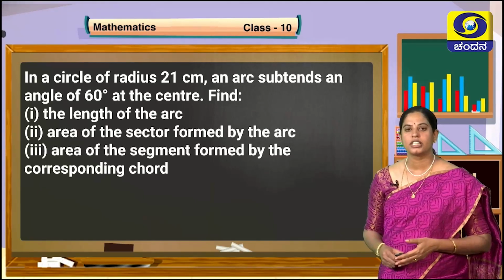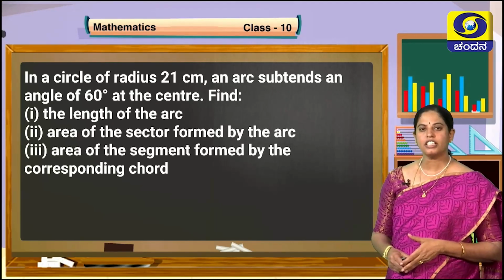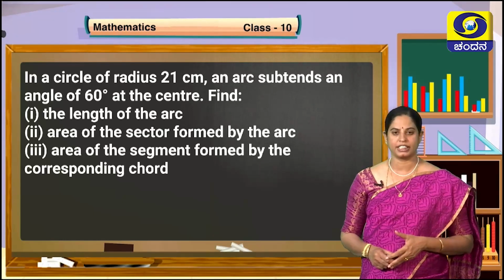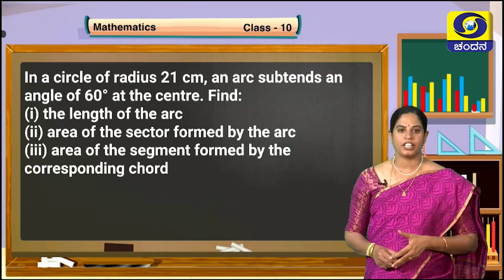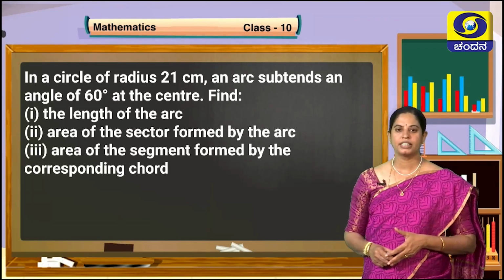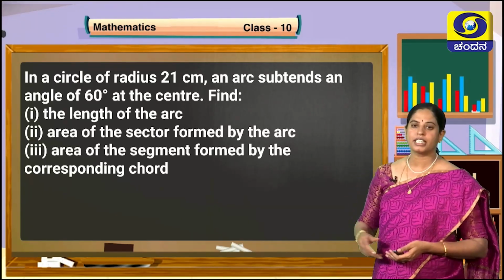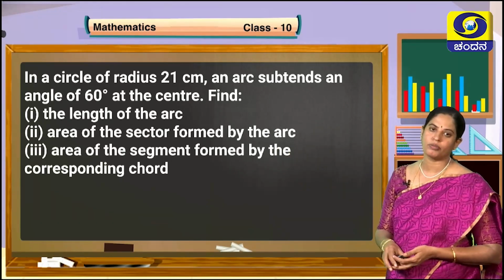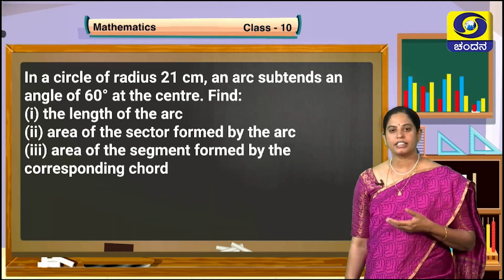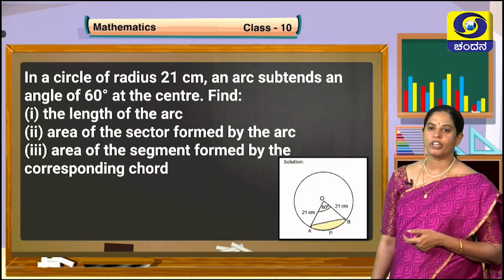Moving to the next problem, read the problem along with me and understand. In a circle of radius 21 centimeter, an arc subtends an angle of 60 degree at the center. Find the length of the arc, area of the sector formed by the arc, area of the segment formed by the corresponding chord. So all the three concepts we can discuss in this problem. Children, radius is given and angle theta is given. We can calculate the length of the arc, sector and segment. Let us do one after the other.